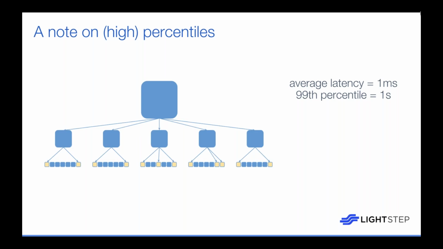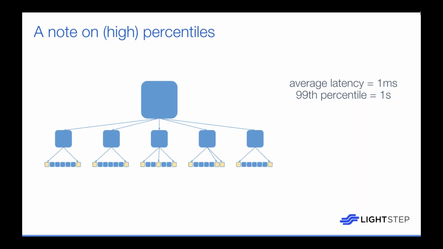Before I talk about that, I want to take a quick tangent to talk about high percentiles. I hope everyone understands this, but it's super important, so I just want to hammer it home. I drew a really simple distributed system here. Maybe you have some document search system, fanning out across a bunch of shards. Say that for the services at the very bottom of the stack, just to keep things super simple, the average latency is 1 millisecond, but the 99th percentile latency is 1 second.